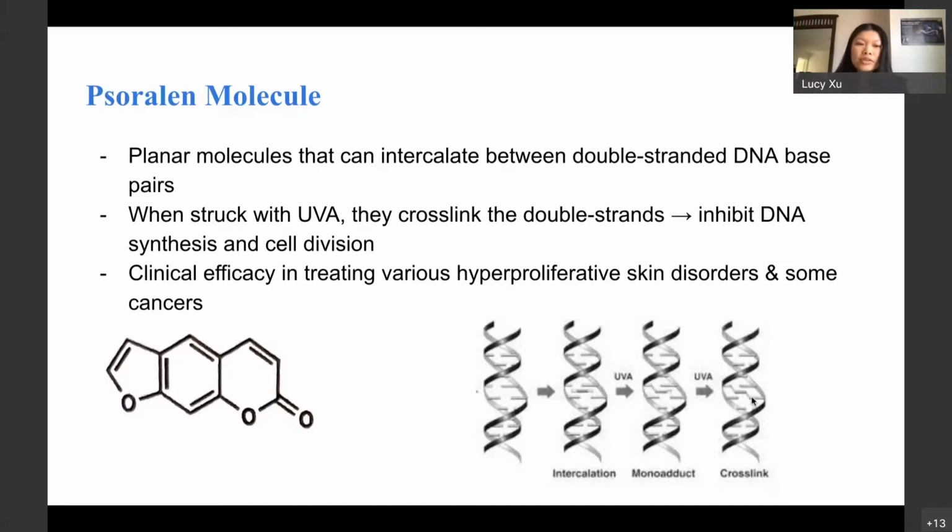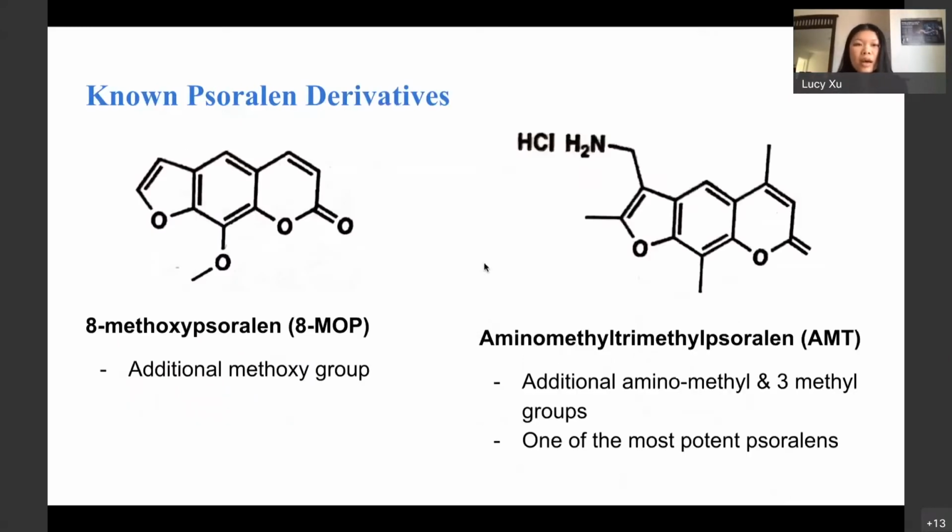And sorrelin molecules have been found to have clinical efficacy in treating various hyperproliferative skin disorders, as mentioned before, as well as some cancers. And these are a couple of known sorrelin derivatives: 8-methoxysorrelin, also known as 8-MOP, which has an additional methoxy group right here. Aminomethyl trimethylsorrelin, also known as AMT, which has an additional aminomethyl and 3 additional methyl groups. And this is one of the most potent sorrelins known today.